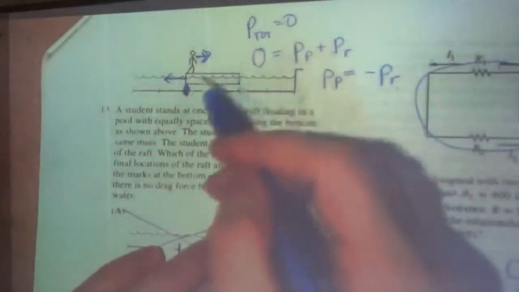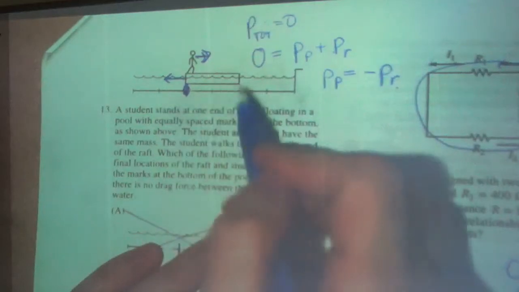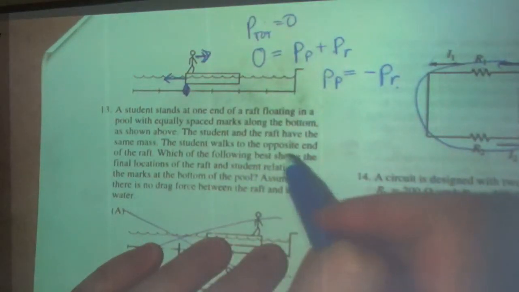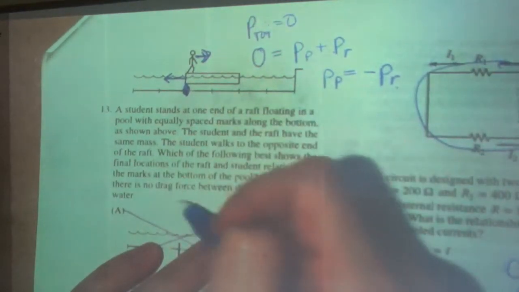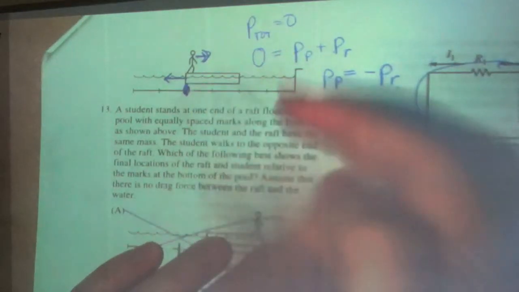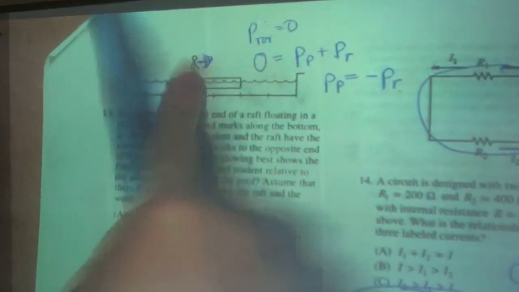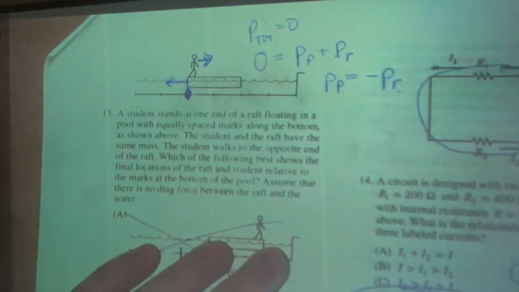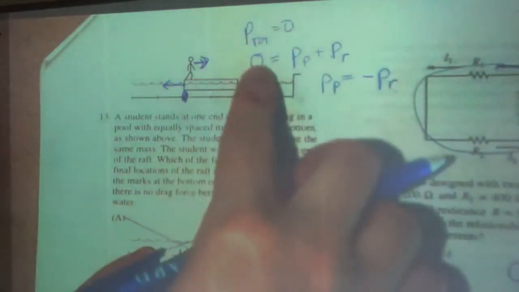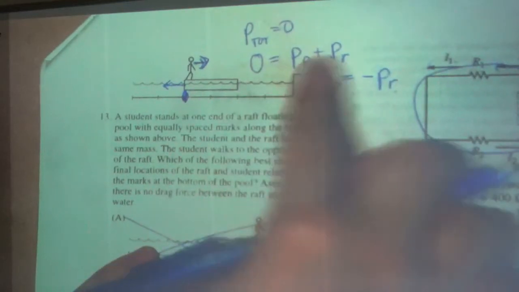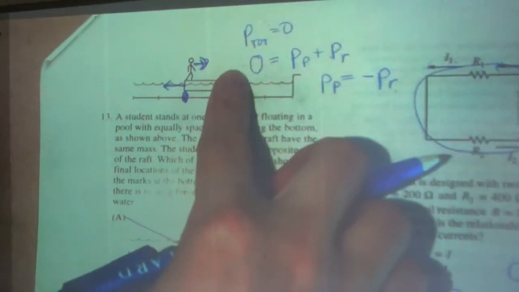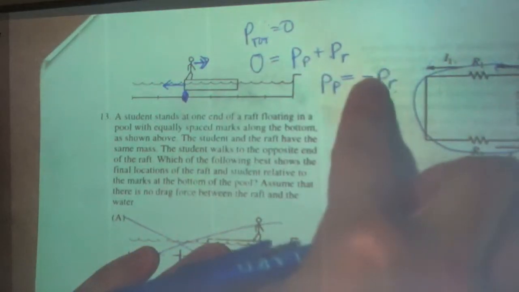Number 13. A student stands at one end of the raft floating in the pool, and there are equally spaced marks. The student begins to walk to the opposite end of the raft, and we know that if the student walks forward and there's no friction, no drag force between the water and the raft, then the raft will move backwards. The total momentum of the system, the two of them together, was 0 before he started walking. If momentum is conserved, which it should be, then the total momentum would have to be 0 afterwards. So the momentum of the person plus the momentum of the raft would have to add up to 0, which just means that they're equal to each other, just in opposite directions.